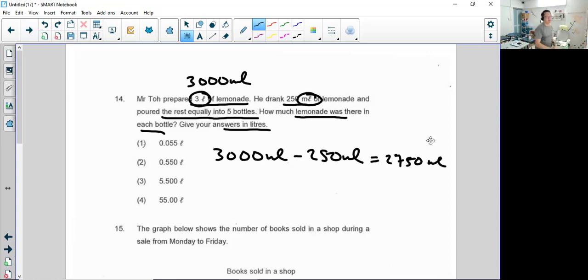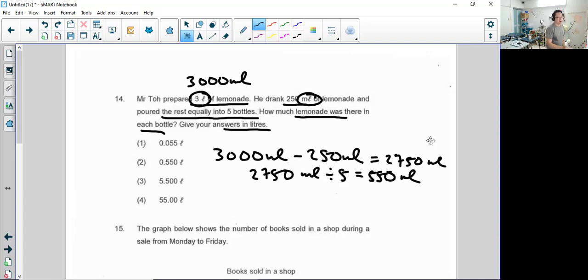And then you pour into 5 bottles. So you take 2750 and you divide by 5 to get how much in 1 bottle. So you can cover the zeros, all right? And you take 275 divided by 5. And what do you get? 275 divided by 5, and you do your working carefully, you will get 55 and put back the 0. So 1 bottle is 550 ml.